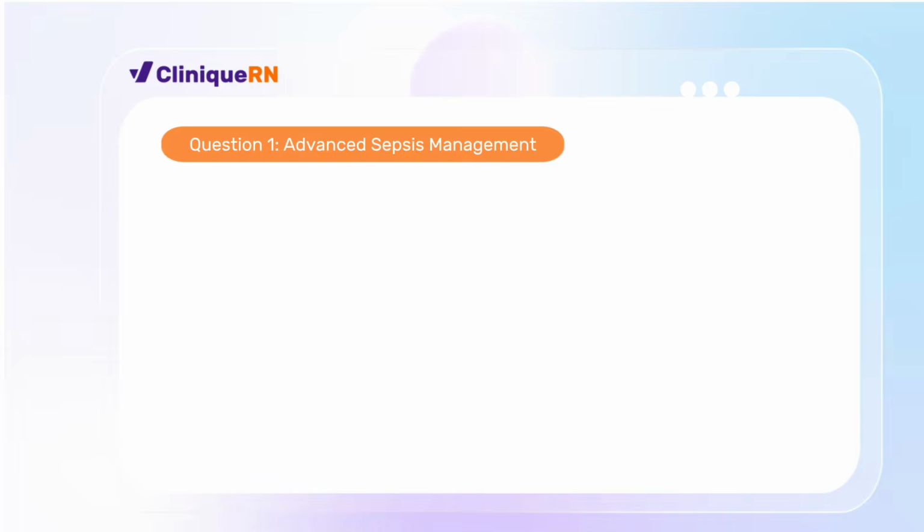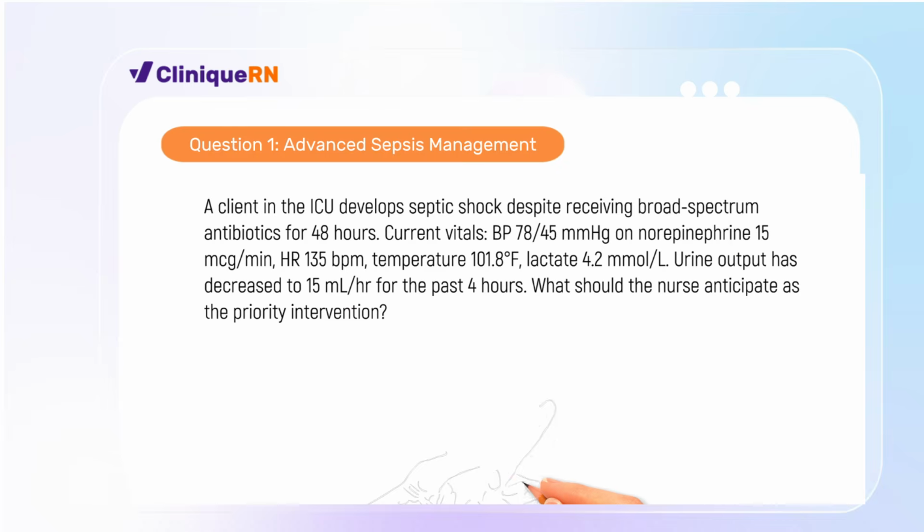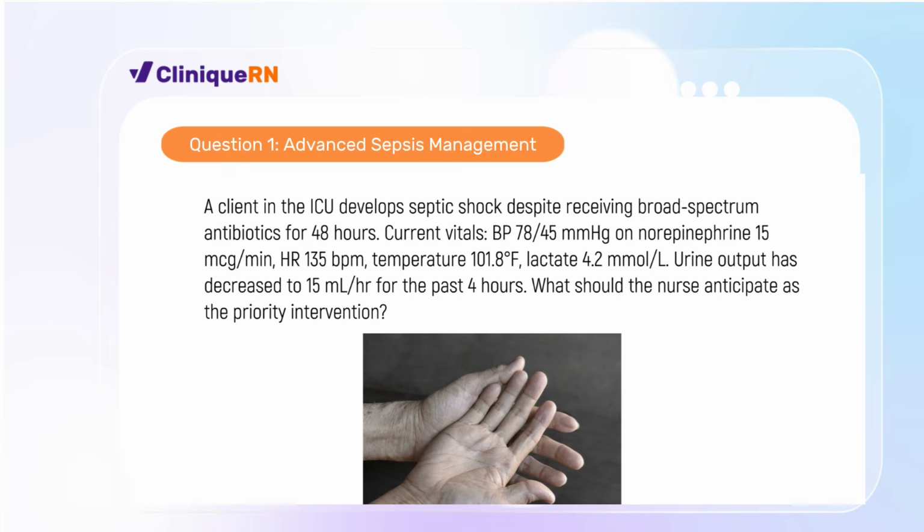Advanced sepsis management. A client in the ICU developed septic shock despite receiving broad-spectrum antibiotics for 48 hours. Current vitals: blood pressure 78/45 millimeters of mercury on norepinephrine 15 micrograms per minute. Heart rate 135 beats per minute. Temperature 101.8 degrees Fahrenheit. Lactate 4.2 millimoles per liter. Urine output has decreased to 15 milliliters per hour for the past 4 hours. What should the nurse anticipate as the priority intervention?